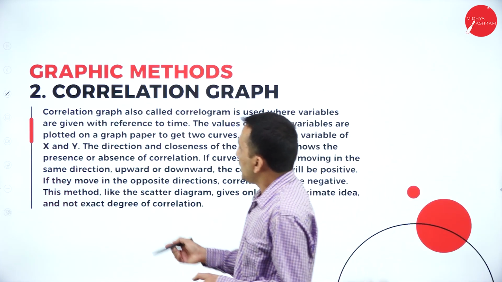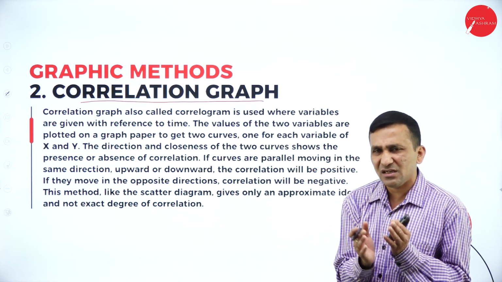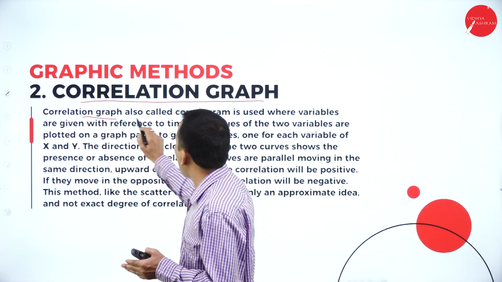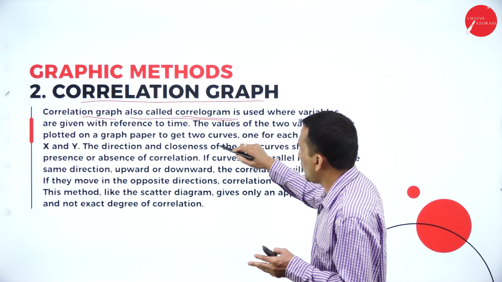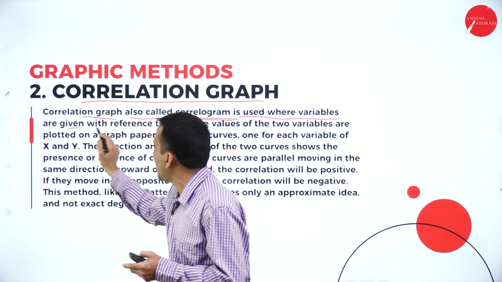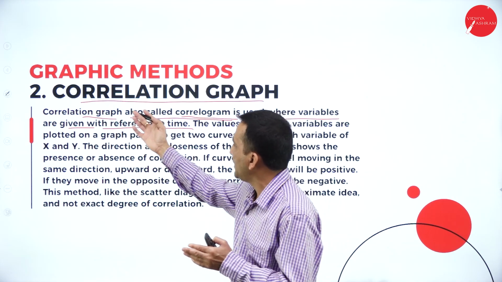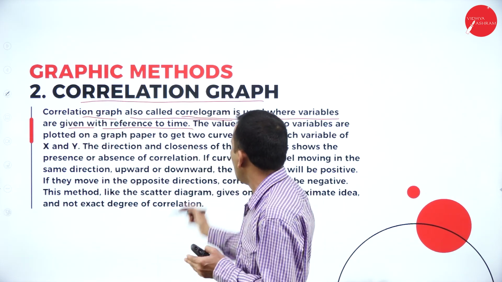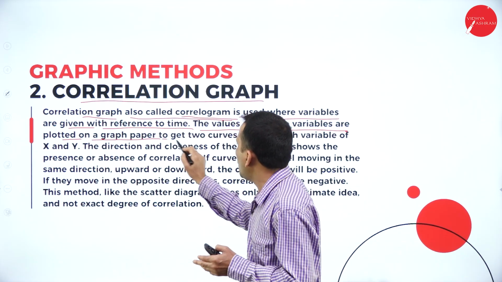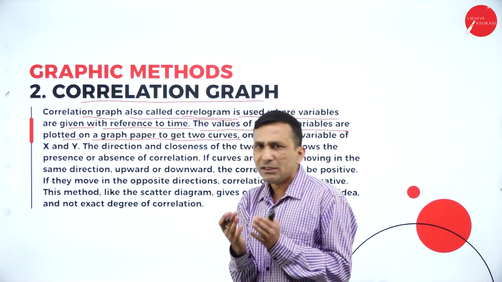Next, under the graphical method, the correlation graph. The correlation graph means a graph we are using, not exactly dots. The correlation graph is also called a parallelogram, and is used where the variables are given with reference to time. So when we go for a time basis, we use a correlation graph. The values of the two variables are plotted on the graph paper to get two curves, because with the help of two variables we get two curves.